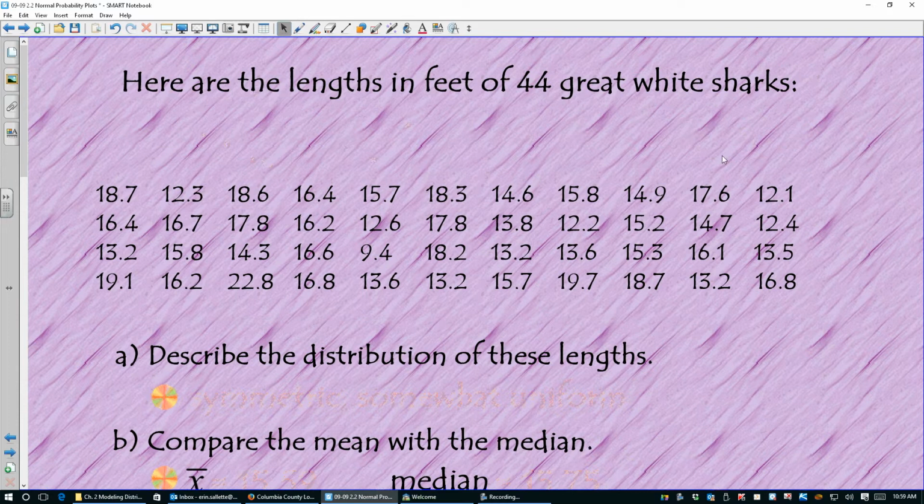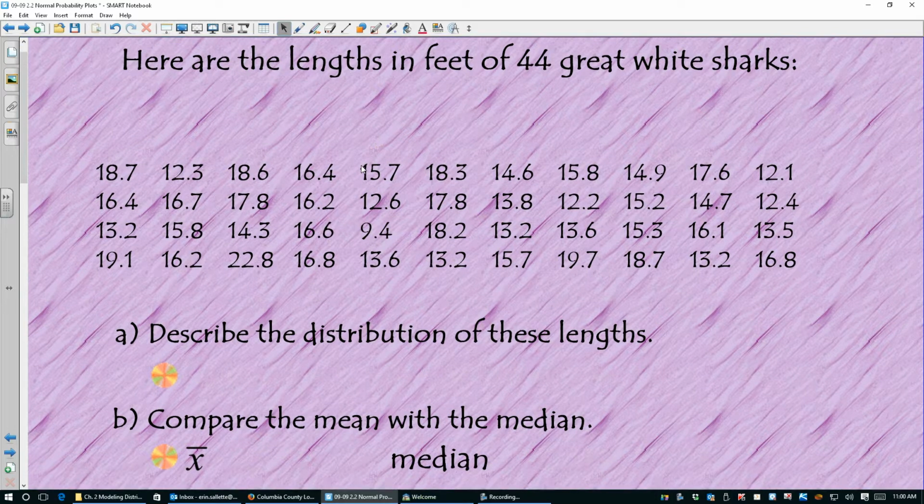Okay, here are the lengths in feet of 44 great white sharks. We're going to do part of this today, and we're going to finish this in class. I'm going to show you how to do a normal plot in your calculator. So if you want to be prepared in advance, you should program these lengths into one of your lists in your calculator so that we can use it in class for your normal plot. But we're going to have to program them into our list now in order to find some statistics about those lengths, because we're going to compute one variable statistics on them.